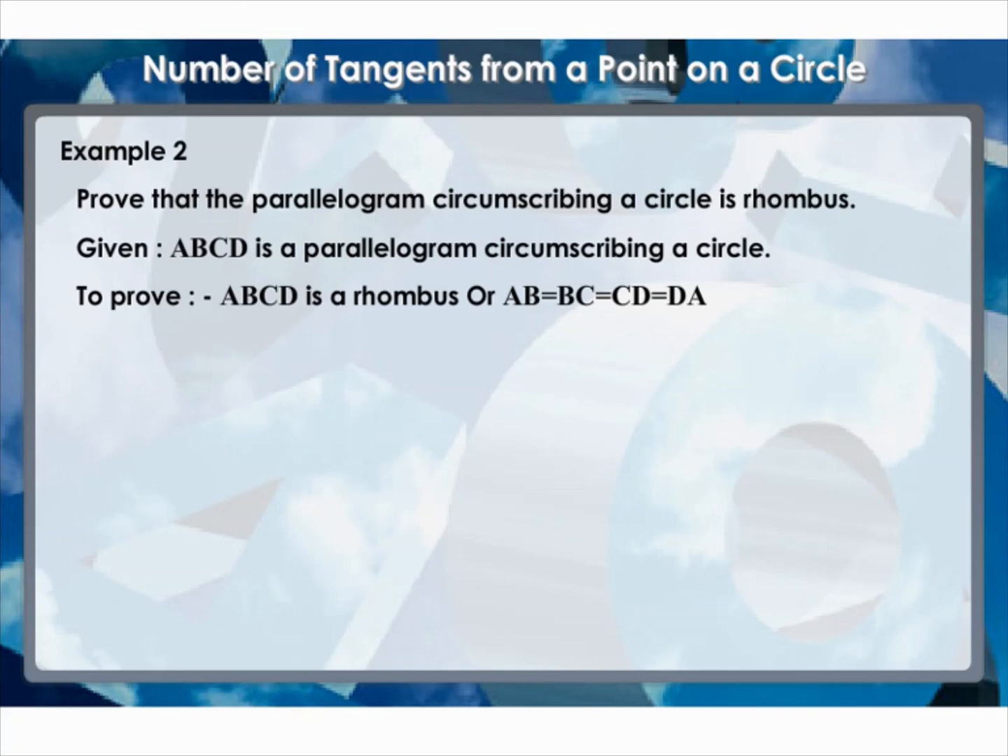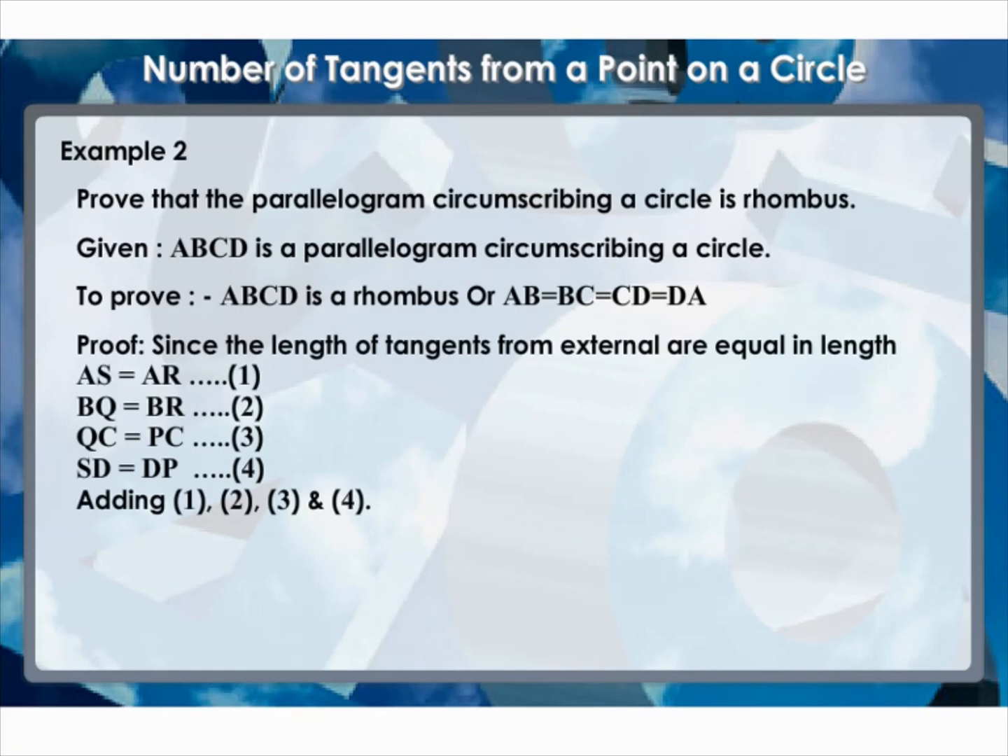Let's move to another example. Prove that the parallelogram circumscribing a circle is a rhombus. Given ABCD is a parallelogram circumscribing a circle.